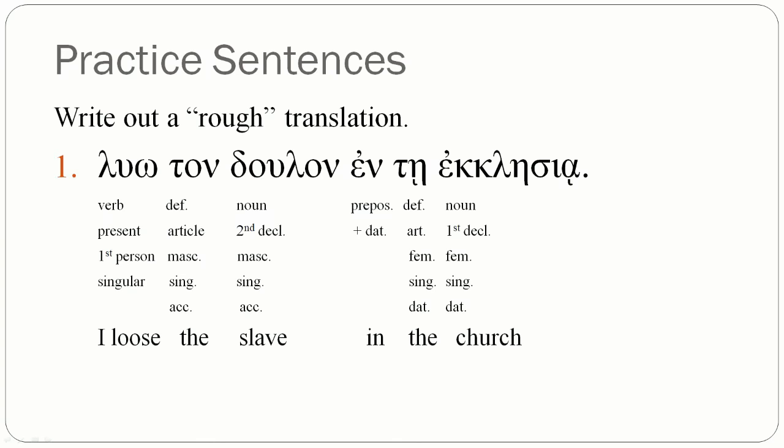Ton dulon is the slave. All right, you should know that one from chapter 4. Servant or slave is dulon. And then en te ecclesia. Ecclesia is the word for church. In a more generic sense, it means assembly or gathering.